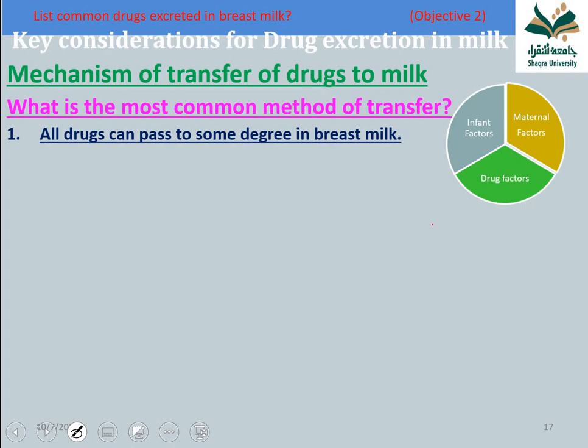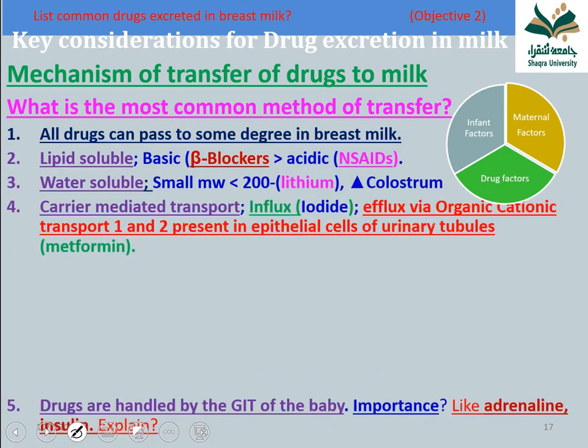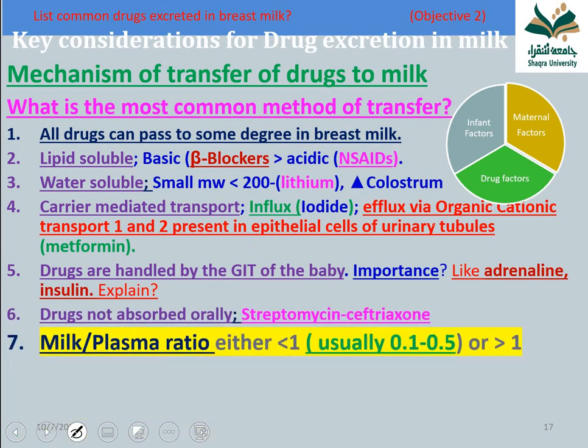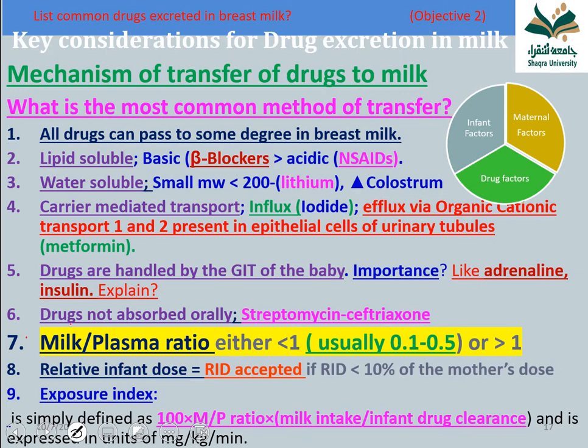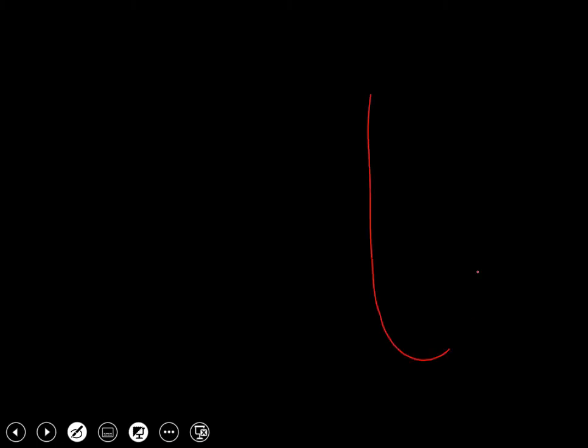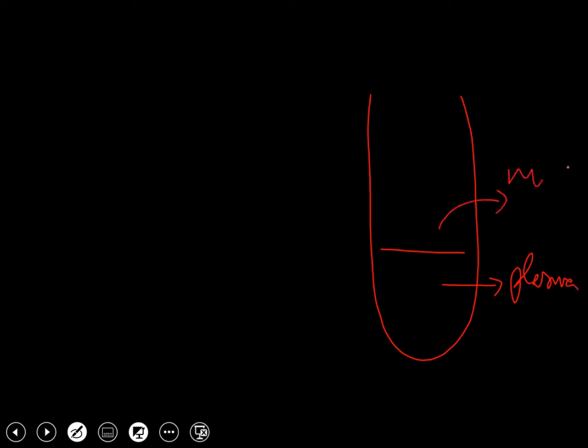Now the second objective is to list the common drugs that are excreted in breast milk. But for that, dear students, you have to consider some key parameters as well. And regarding that, the prime importance is the milk plasma ratio. What is the milk plasma ratio? If you take a test tube and put the plasma here, and then the milk is here.